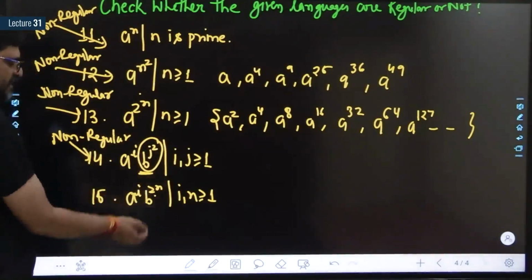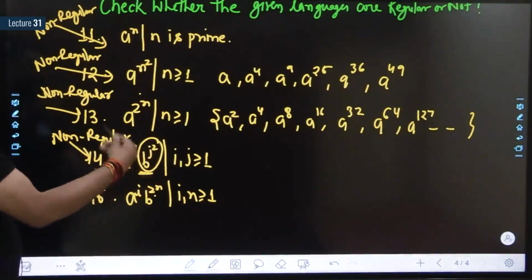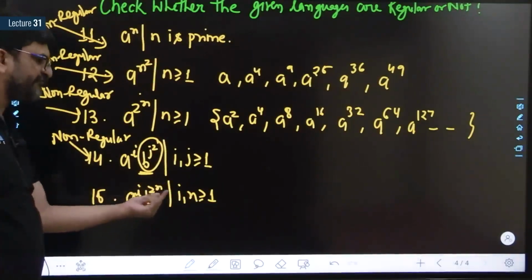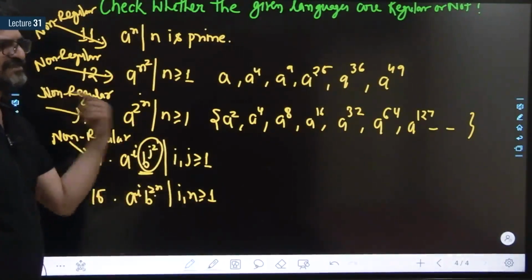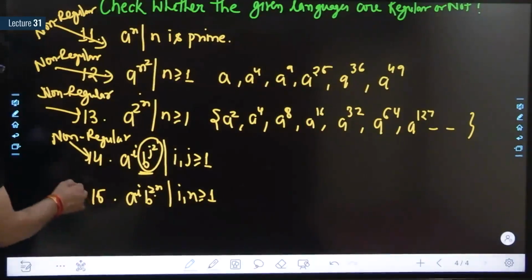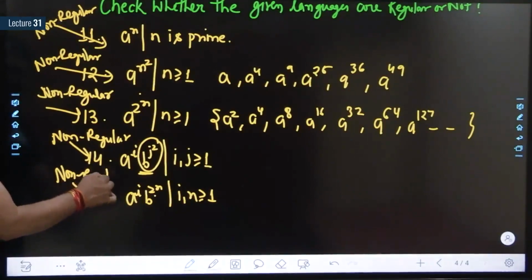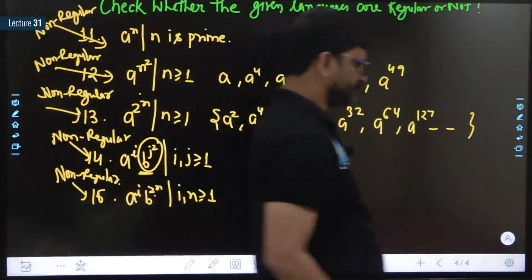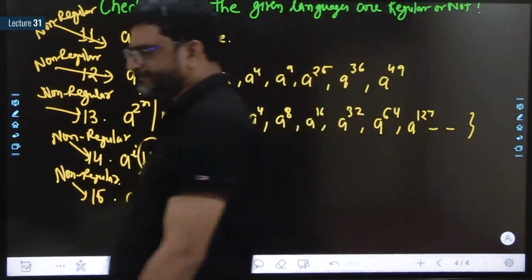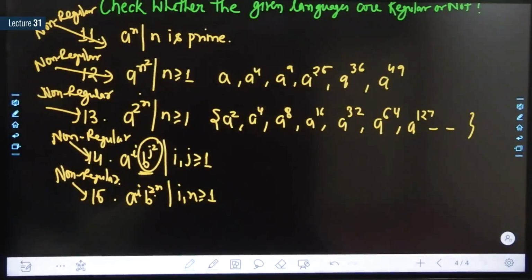Same here, 2 to the power n, b in powers of 2. If I take n equal to 1, then b^2, b^4, then 8, 16, 32, 64. There is no common pattern. So that's why this is also not regular. Non-regular. Clear? Now check the next languages.